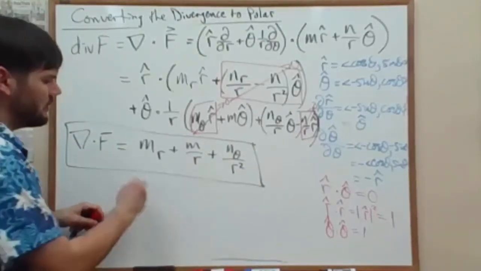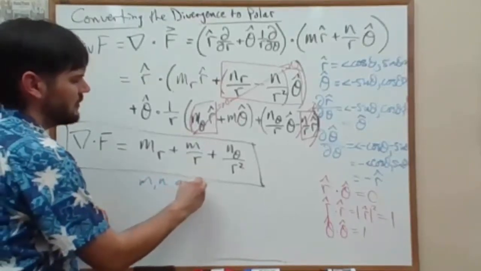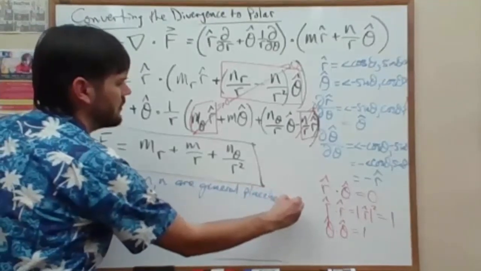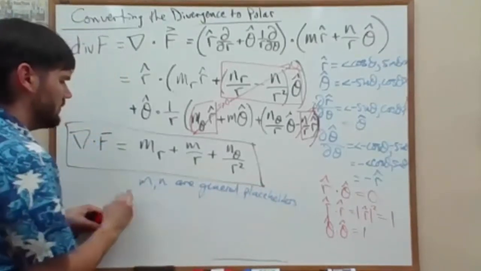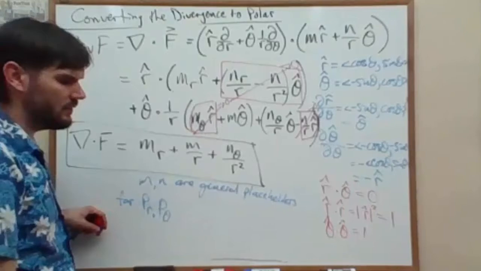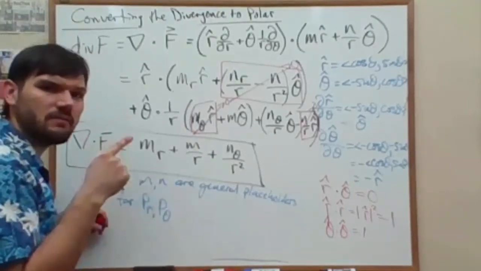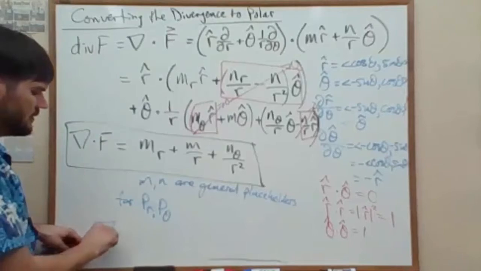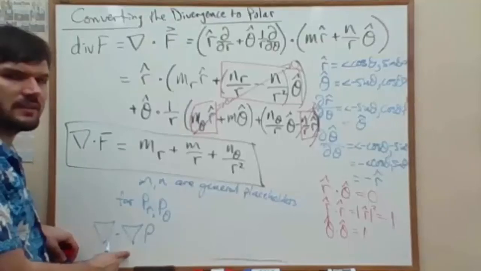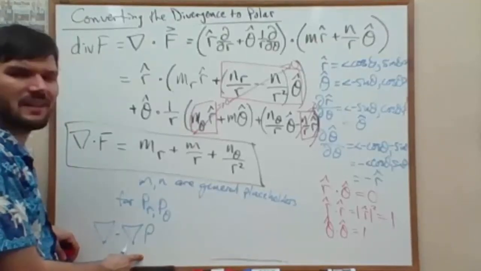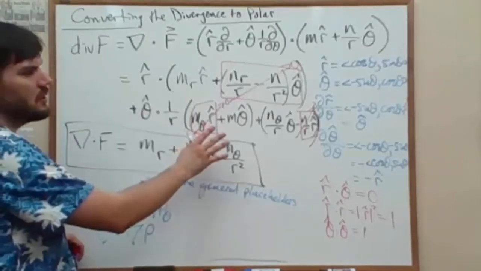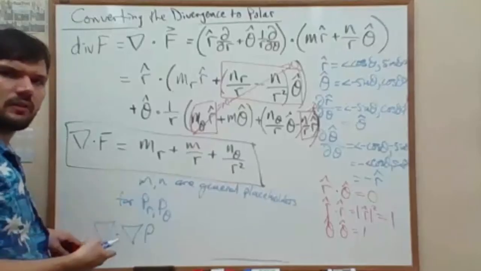And again, m and n are general placeholders for the r partial and the theta partial of your surface, which means you can use the same formula to compute the Laplacian of P, del dotted with del P. Okay, that should be enough to make sure you check your work on the divergence, do the same process for the curl, and then use this result for the Laplacian.